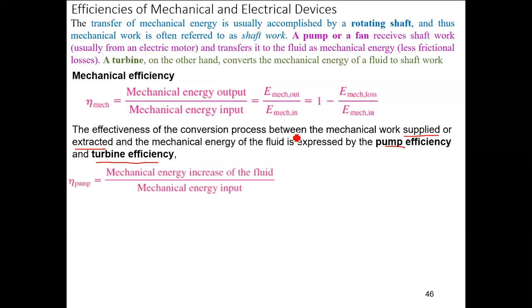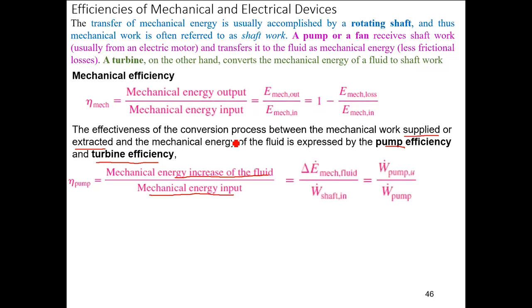Pump efficiency is basically about increasing the mechanical energy of the fluid. How? By providing mechanical energy input as a result of shaft work. So you are rotating the shaft in order to increase the mechanical energy of the fluid. This increase in energy could be in the form of height, pressure, or velocity. So you refer to it as the rate of change of the mechanical energy of the fluid divided by the work shaft in. That means the energy required to rotate the shaft is your input, and how much of it is being converted into the increase in mechanical energy of the fluid would give you the efficiency of the pump.